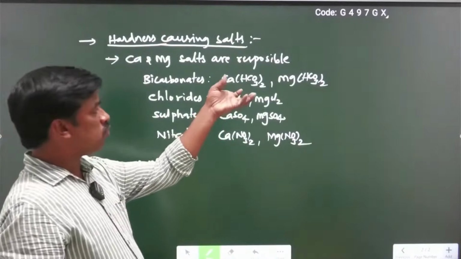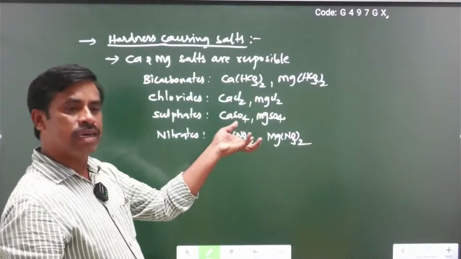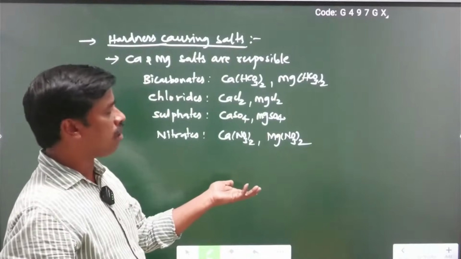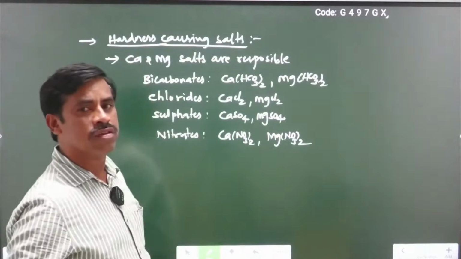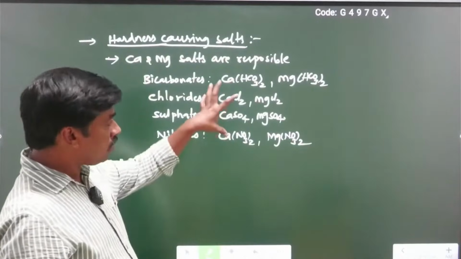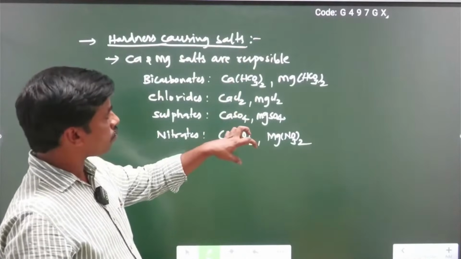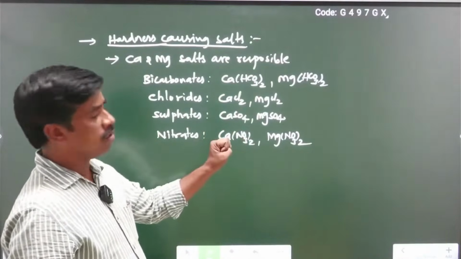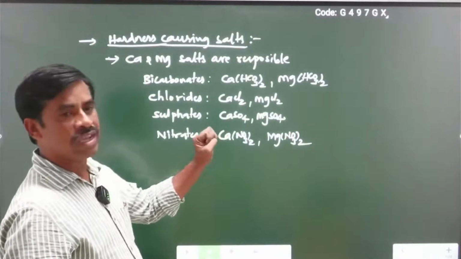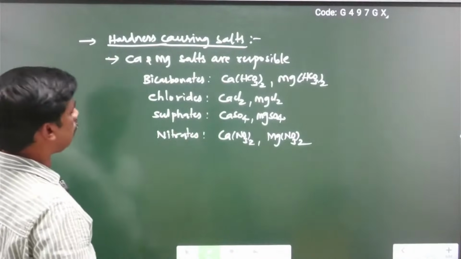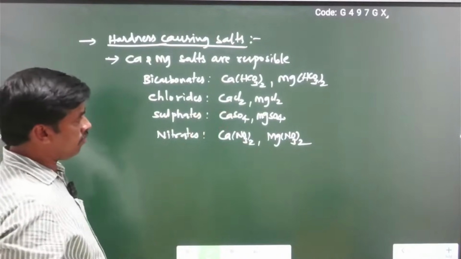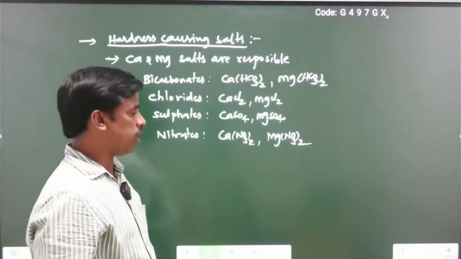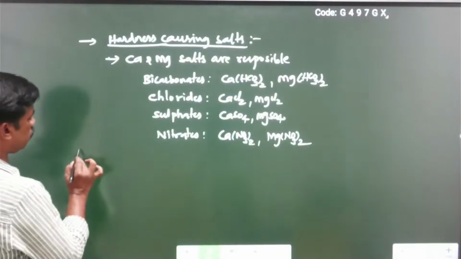Mainly when these salts dissolve in water, the water has hardness. If these salts are absent, the water does not have any hardness, which means that water is free from hardness. Based on these dissolved salts, the hardness of water is divided into two types.